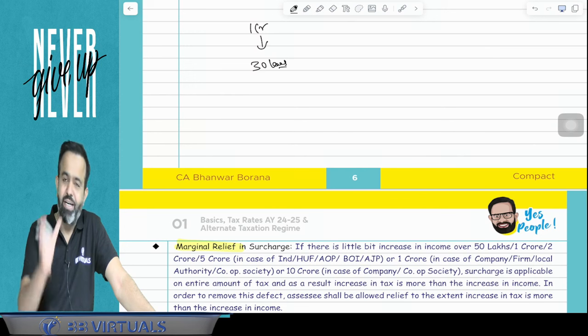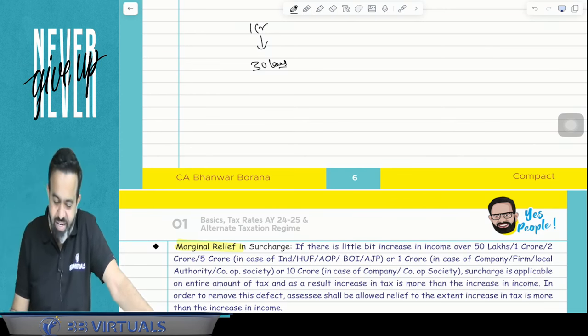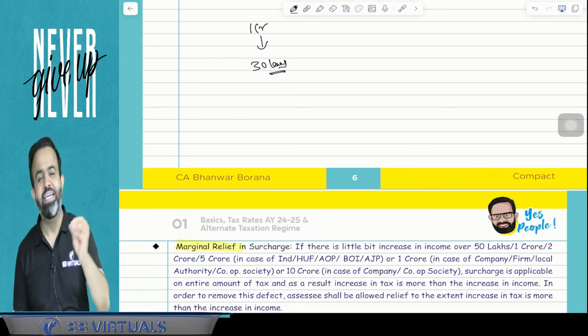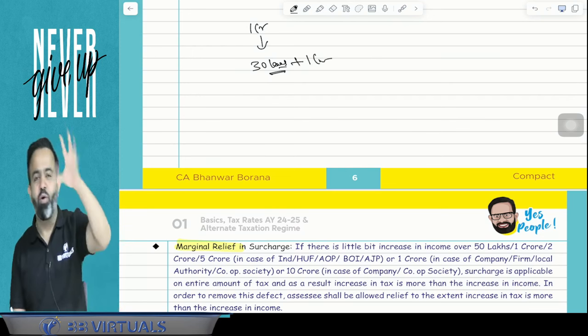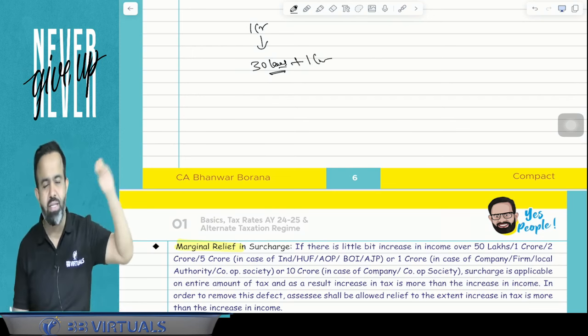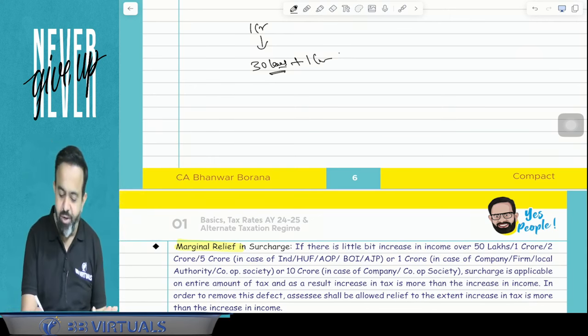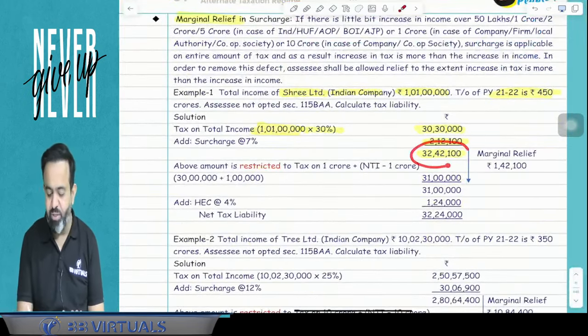So suppose here your income was only 1 crore, then here tax is only 30 lakh. Now the company says, sir, we made a mistake. We have mistakenly earned 1 lakh rupees extra. Just take that 1 lakh rupees. We don't want that 1 lakh rupees. Nirmala Sitaramanji, Narendra Modi ji, take that 1 lakh rupees. We don't need it. Then also it comes to 31 lakh. But here you are charging 32,42,100.